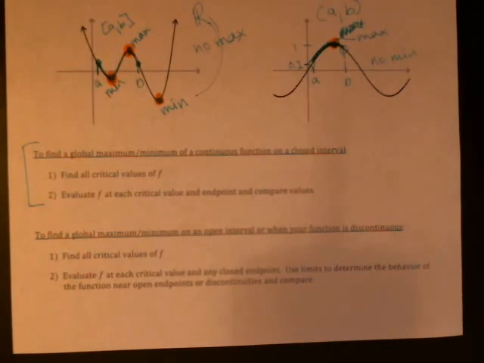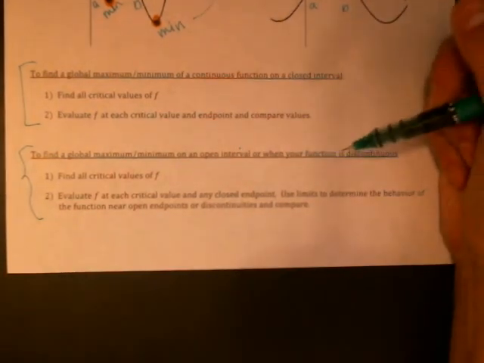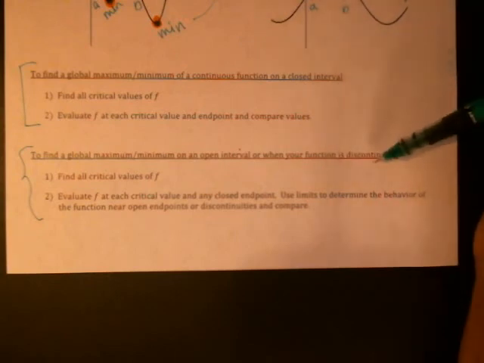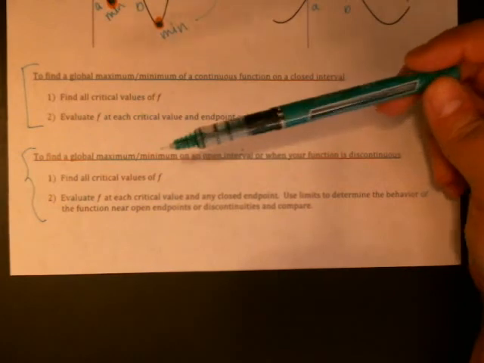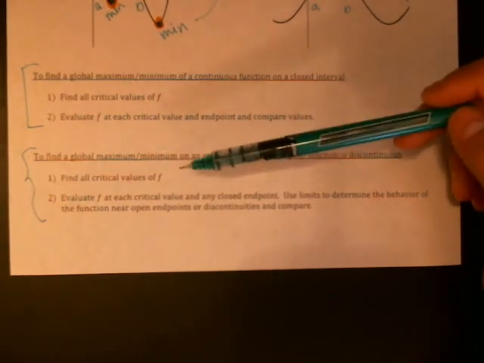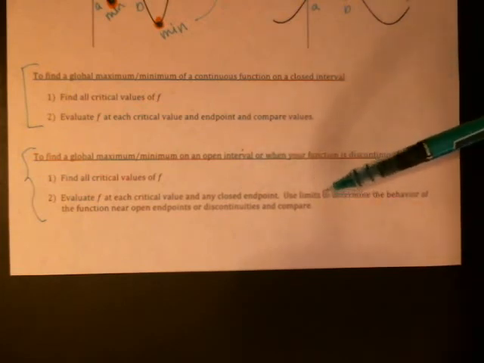What gets a little tricky is if you violate either of those conditions on the extreme value theorem, you have to really carefully check what's happening where you're violating the extreme value theorem. So if you have an open interval, or an open-ended interval would be the same idea, or if your function is discontinuous, you're still going to find all the critical values, but then you're going to have to evaluate your function at each of those and at any closed endpoints if you have any. And then the additional step will be anywhere you violate the extreme value theorem.